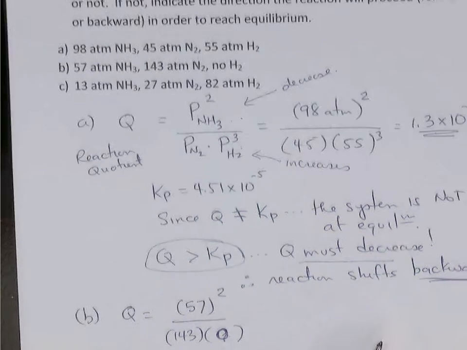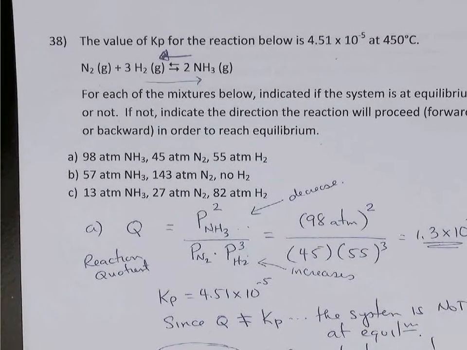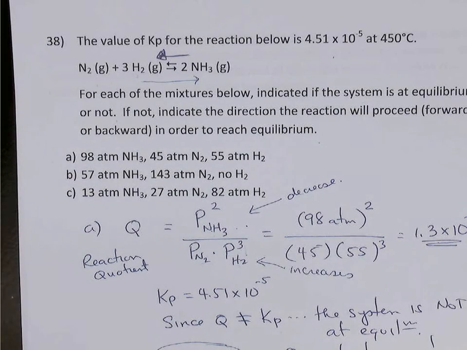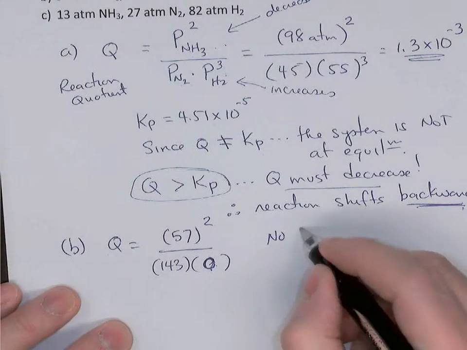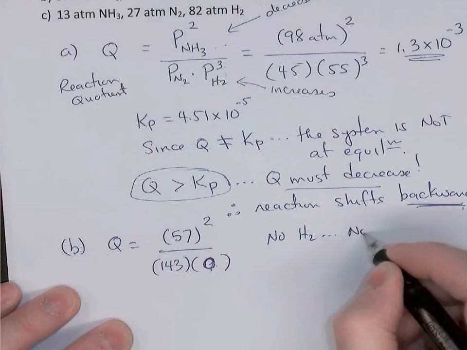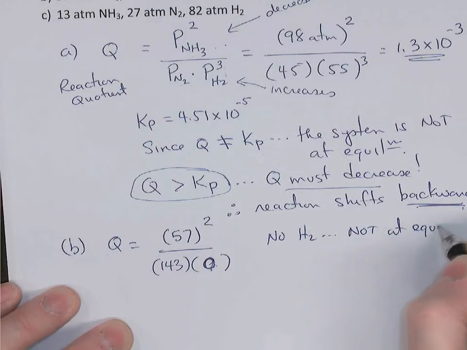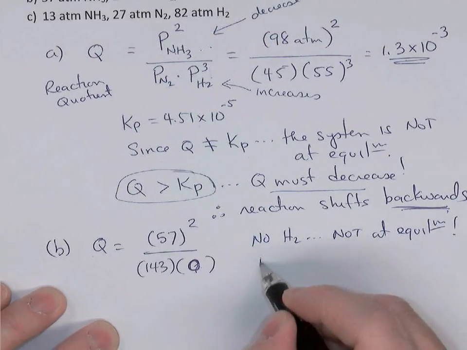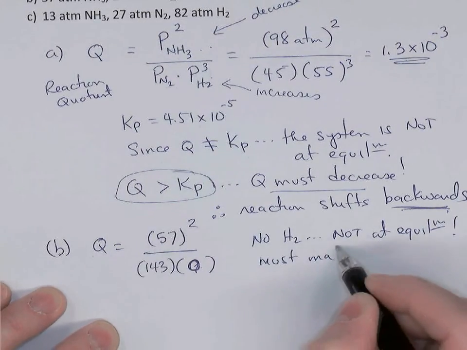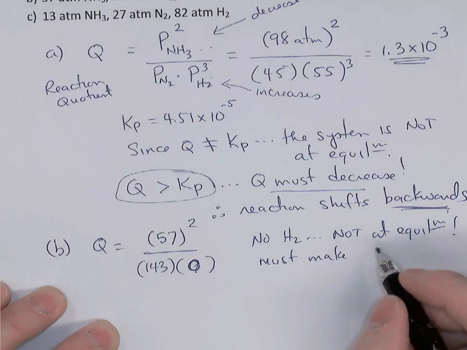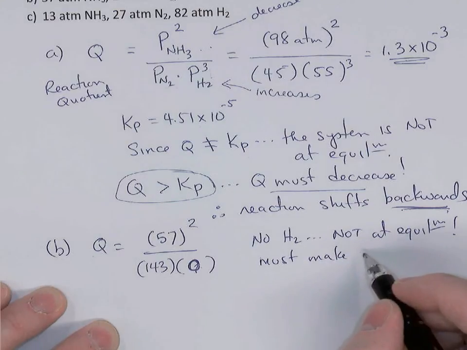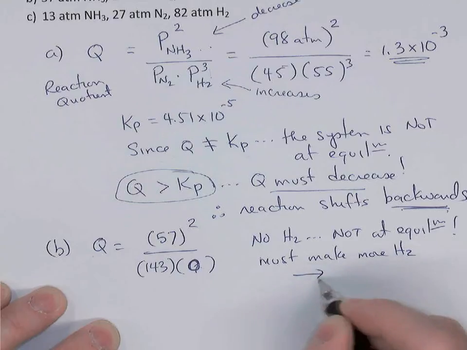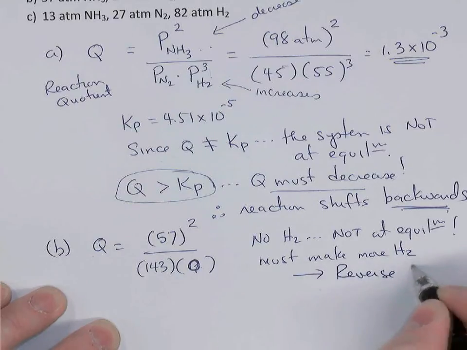But probably better would be our original reasoning: without hydrogen in the system, go back down here, no hydrogen, not at equilibrium. So you must make more hydrogen to reach equilibrium. At equilibrium, everything in the reaction has to be present. You need both a forward and reverse reaction to be occurring at equilibrium. So we need to make more hydrogen, which means a reverse shift.